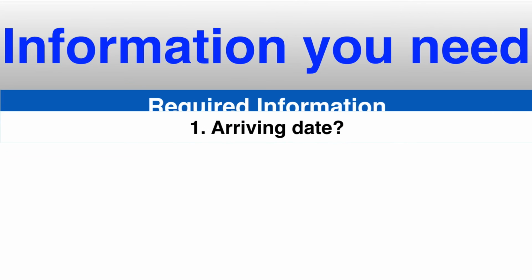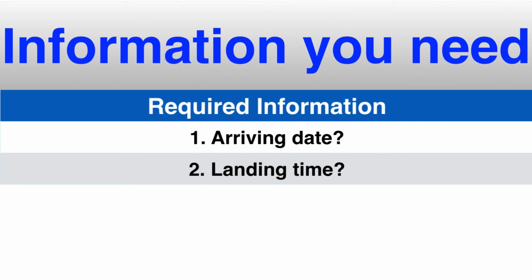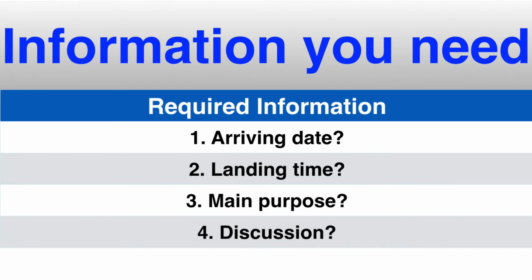Those are the opening and closing statements which student A can use in a phone call. However, please don't forget why you want to make such a phone call. You need some information from the director, Mr. Barton Donovan, including 1. Arriving date. 2. Landing time. 3. Main purpose. 4. Discussion. And 5. Who.